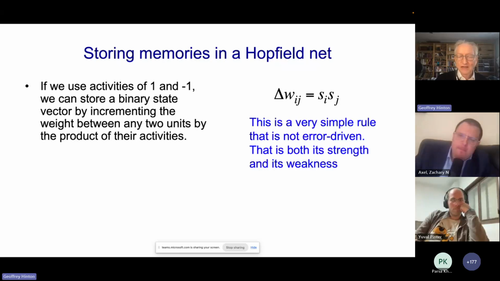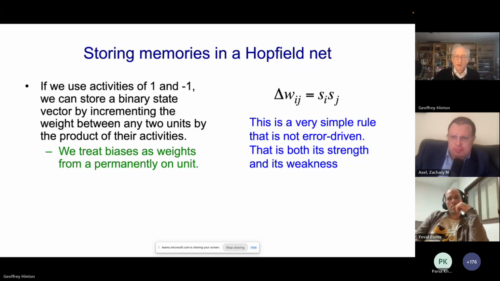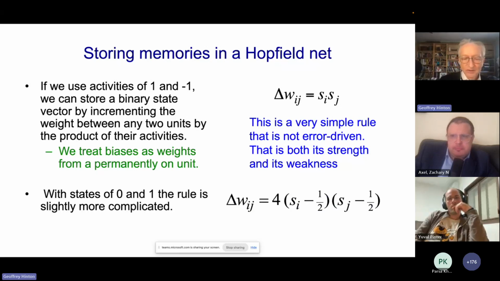It's a very simple rule, it doesn't involve iterating at all, you just store memories in one shot. If they've got states of 0 and 1, the rule gets a bit more complicated, and there are actually several versions of the rule, but this would be one version. You change the weight by the product of those 2 terms, and each of those terms is either -1/2 or +1/2, depending on whether the neuron is on or off. So if S_i is off, you'll get -1/2 for the first term, and if S_j is on, you'll get +1/2 for the second term. And so you'll decrease the weight between the two neurons. They'll kind of inhibit each other.